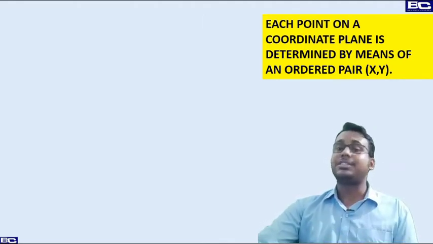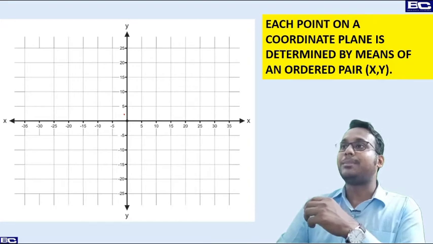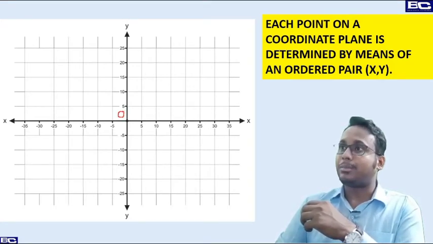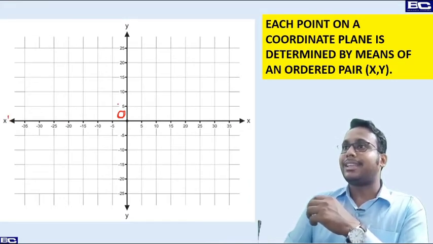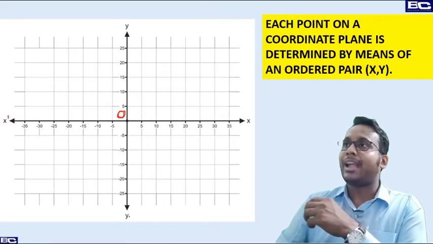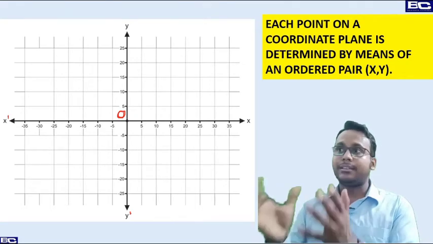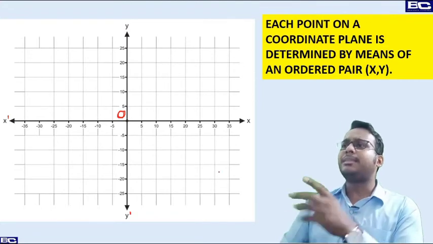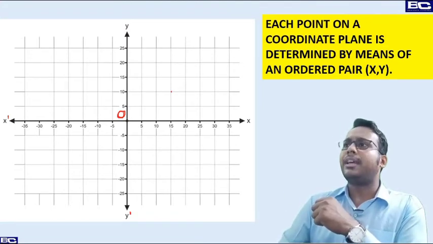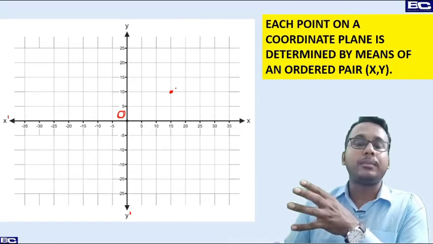To know that, let's draw the coordinate plane again. This is the same coordinate plane that we have already used in our previous classes. This part is called the origin. This is the x-axis, the horizontal number line, and this is the y-axis, the vertical number line. Let's take an example with this particular point I have shown here. I am going to find out the coordinate of this point.